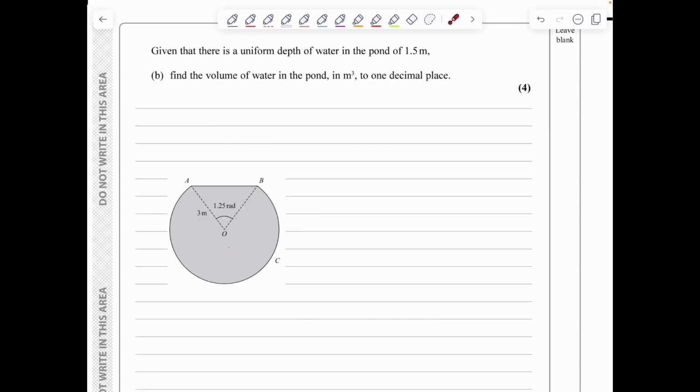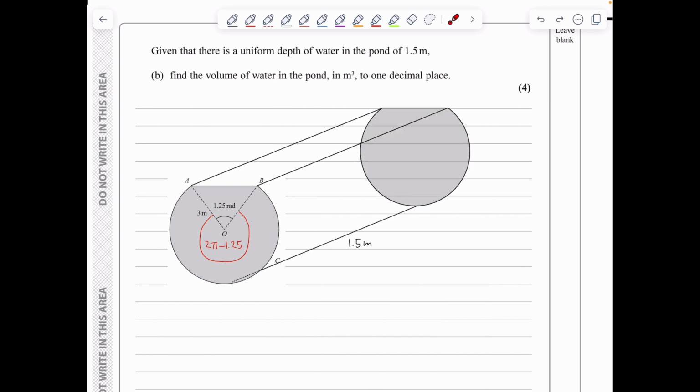In part B, we are told that there is a uniform depth of water in the pond of 1.5 meters, and we need to find the volume of water in the pond. Well, we need to visualize what's happening. We have already established that the angle here is 2 pi minus 1.25, and we are looking at a 3D shape which looks something like this. We need to determine its volume.